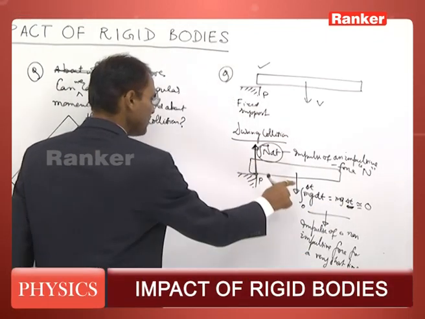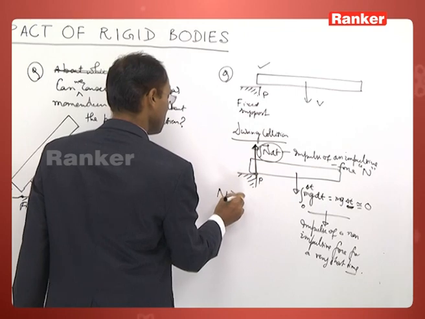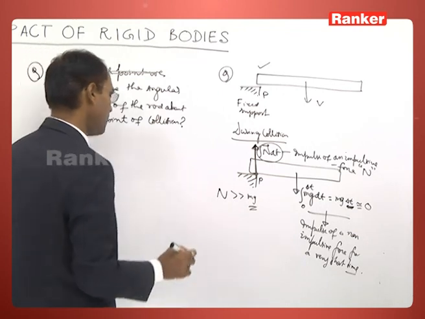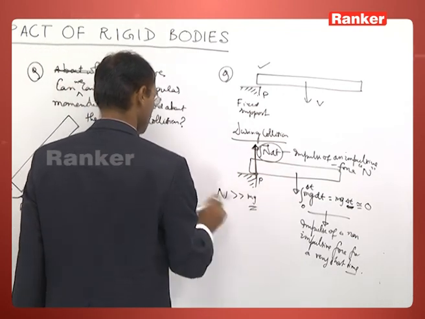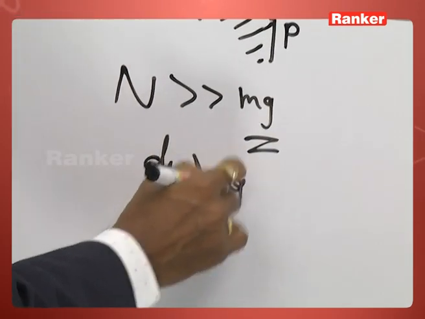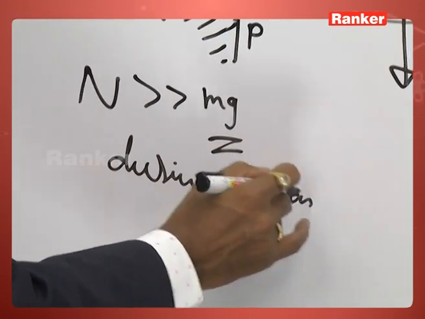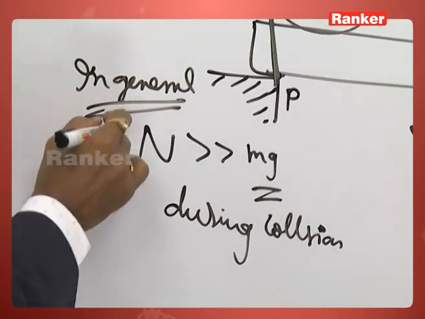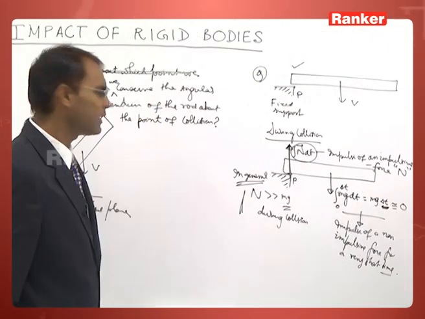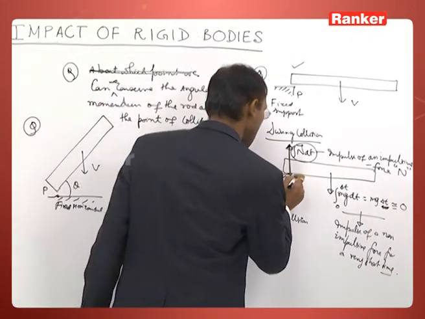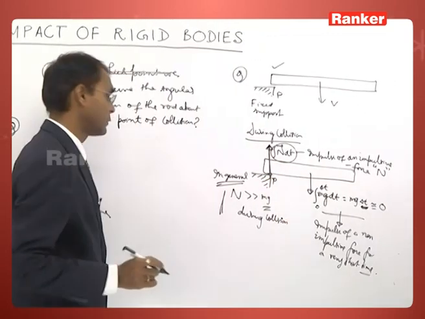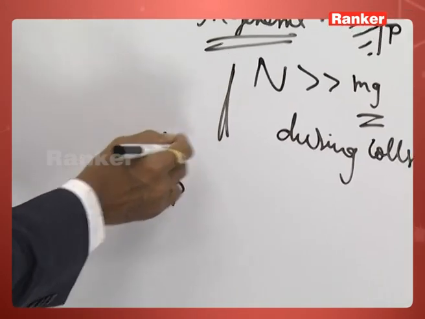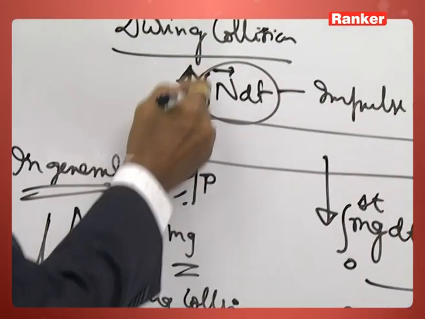N is an impulsive force, mg is a non-impulsive force, N is much greater than mg. During collision, in most cases, in general, let us choose the point P as the reference point. With respect to the reference point, the normal reaction passes through it.